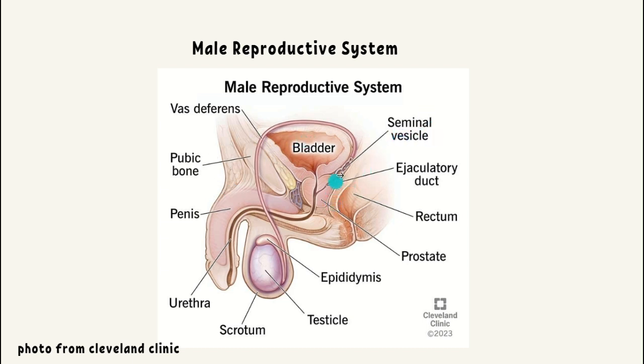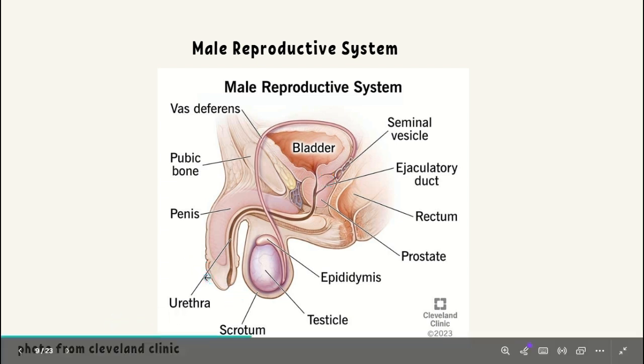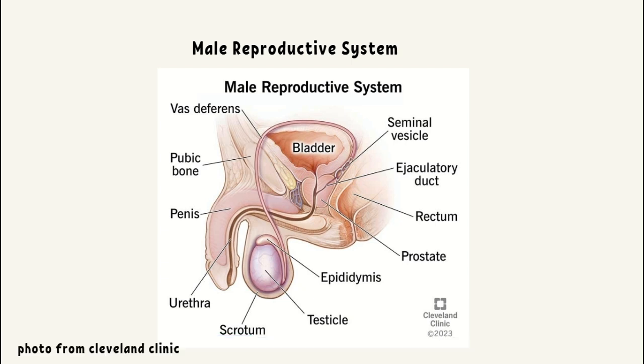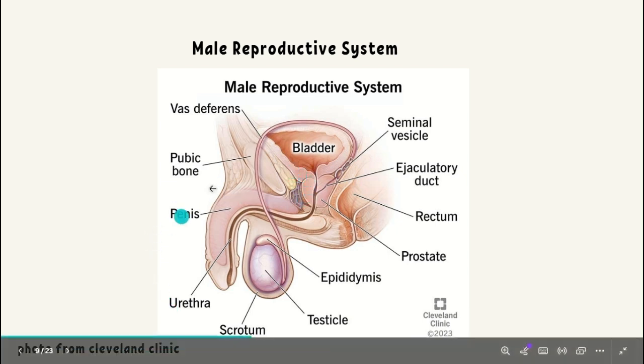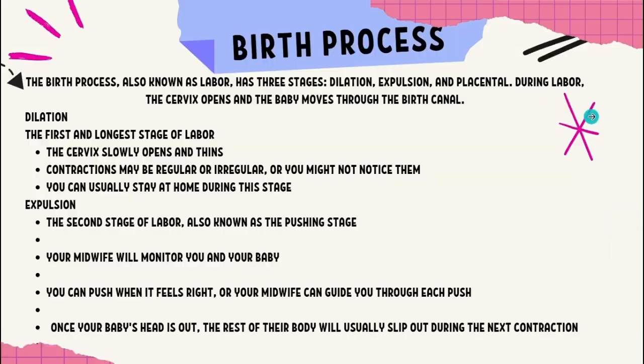So we know that the seminal vesicle is what's going to make up the semen. We're saying that the prostate adds fluid to the semen right here, and the scrotum is just a sack of skin that holds the testes and helps to regulate its temperature, right? And then this is pretty much self-explanatory, right? It's basically the opening where urine, semen, everything passes through the penis. So basically those are the functions, and then now the birth process.